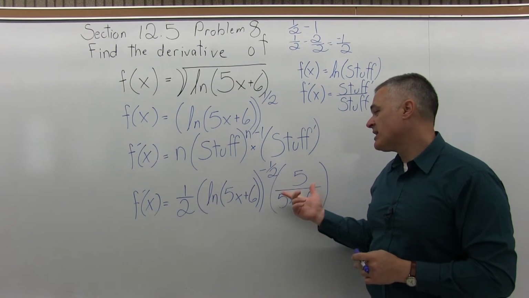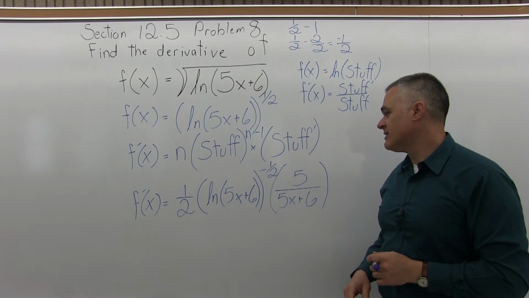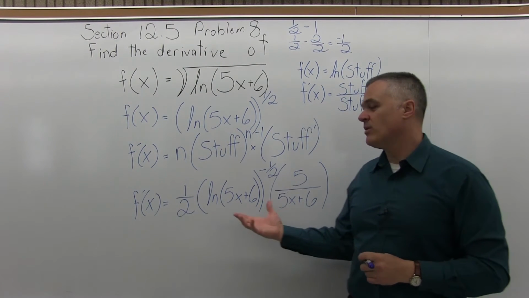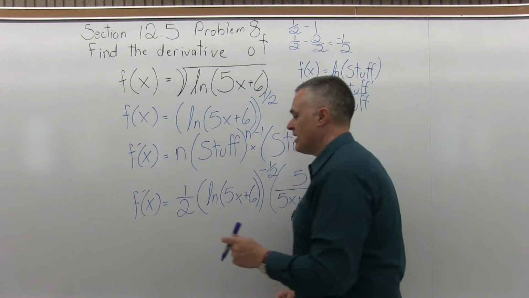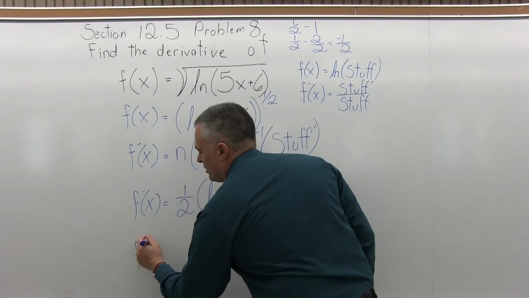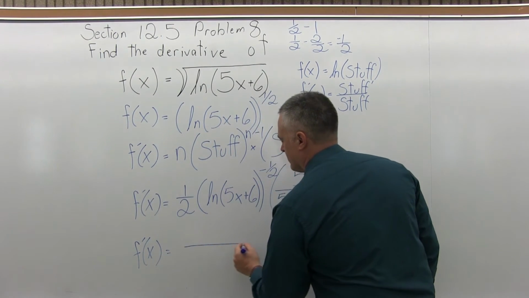That can be simplified. Not that much, really. You can probably leave it like this if you want to. Again, what would you have to do with this? You would have to put in a number value for x. So if you like, you can simplify it somewhat, but you really don't have to.